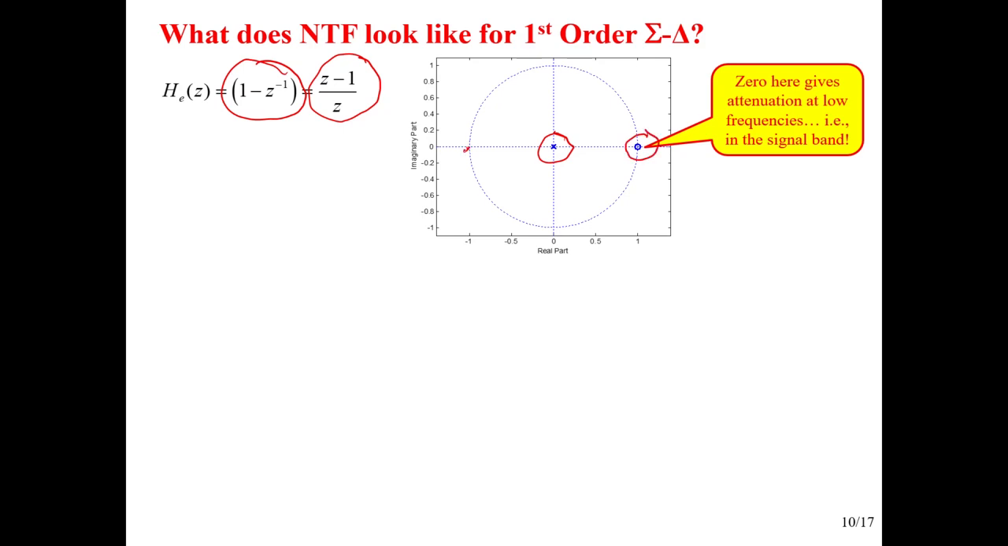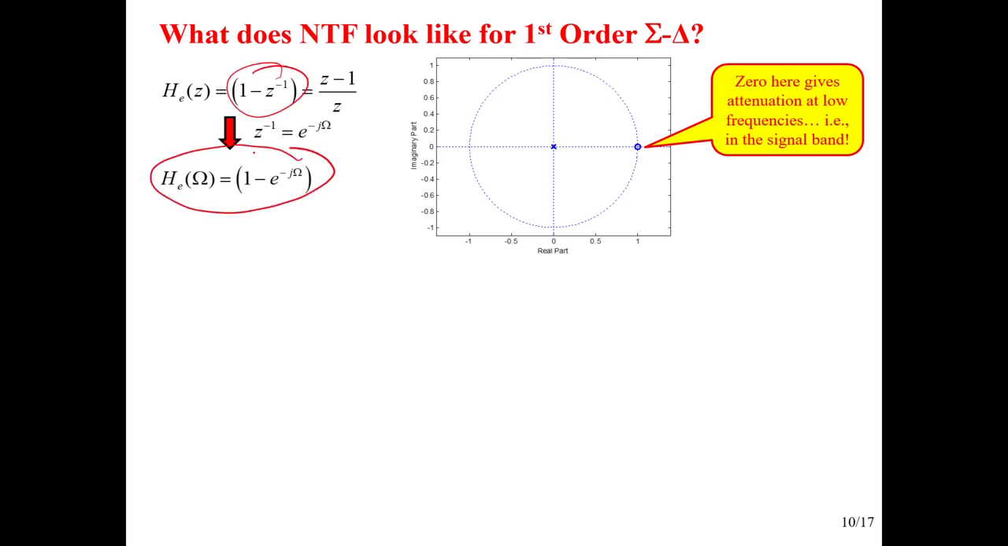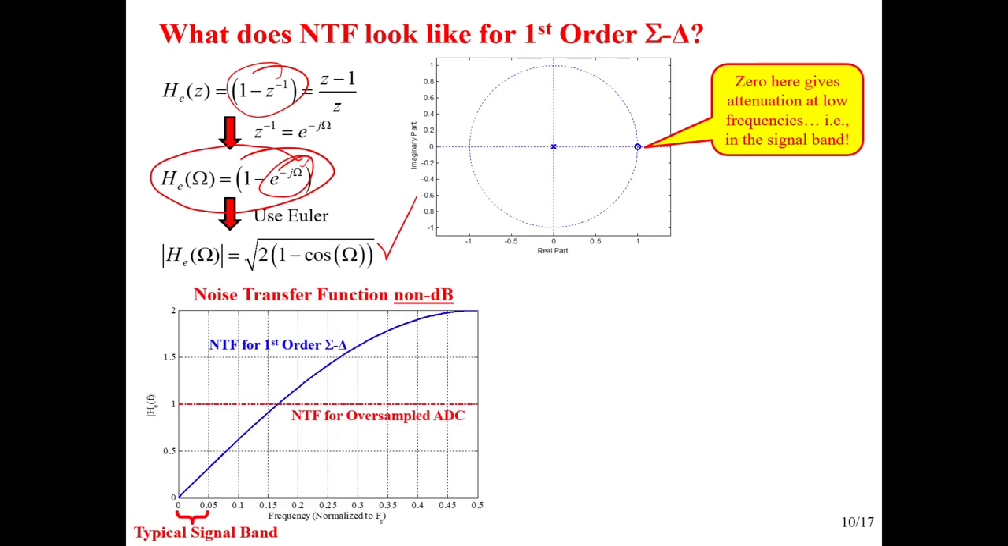Now remember, discrete time frequency wraps around like this. So this corresponds to plus and minus pi, or in Hertz, minus Fs over 2 to Fs over 2. This corresponds to 0. So the 0 here is going to give me attenuation at low frequencies. Let's convert this into frequency response. Looks like that. Let's find its magnitude. Expand that using Euler. Now find the magnitude using the rule for magnitude of rectangular form, and you'll get something that looks like that.